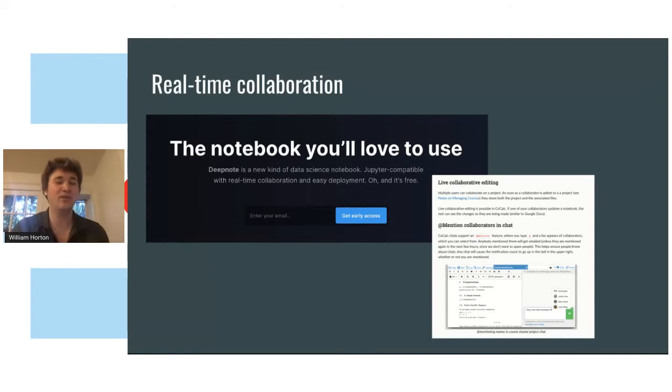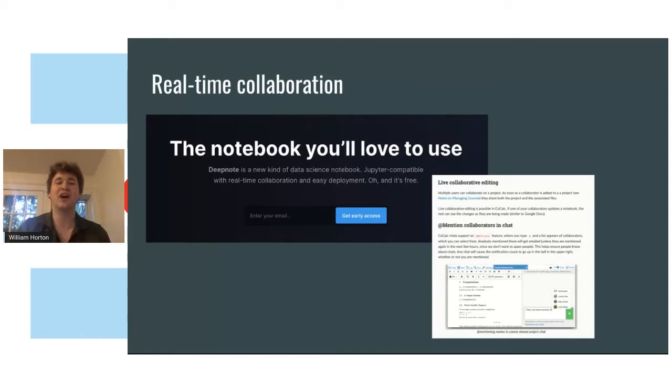So if the notebook is increasingly the tool of the data scientist, how do we actually let people collaborate on them? The left side is from a startup called DeepNote, and they're creating a Jupyter-compatible notebook that allows you to do real-time collaboration. And on the right is from the documentation of CoCalc. That was actually created by William Stein, who created Sage. He's now working on this platform that can allow you to do live collaborative editing and chatting.